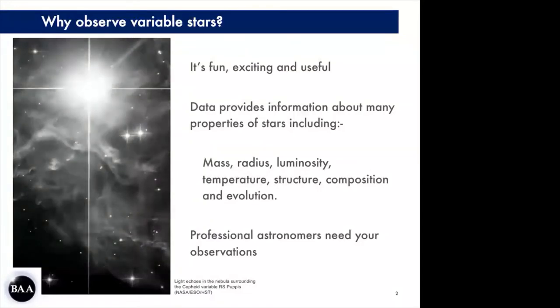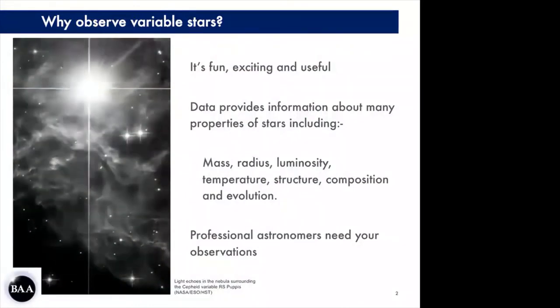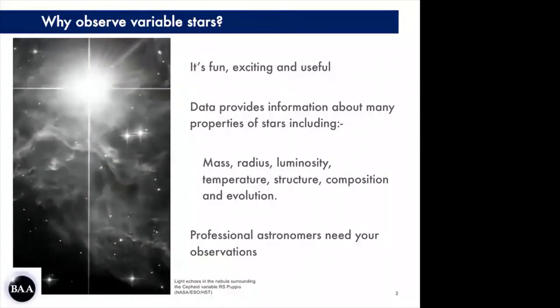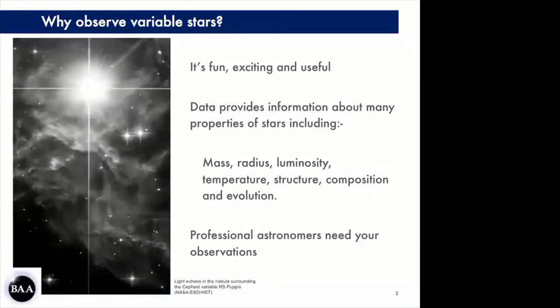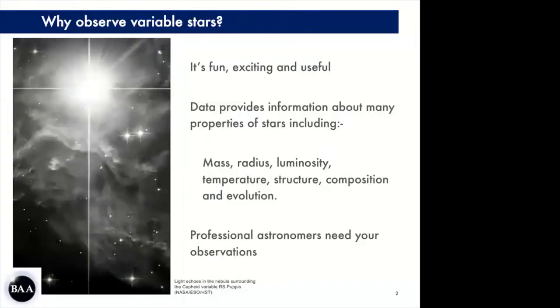But there are other reasons why the collection of data on variable stars is actually quite useful. Over the years, it's been shown that research on variable stars provides a lot of information about the star itself, or stars like the one that you choose to observe. You can find out how much it weighs, how big it is, how luminous it is. You may be able to tell the temperature of the star, also something about the structure or the composition of the star, and even how far through its life it has got, and what may lie in store in the future. And some variable stars need to be observed over decades in order to determine their long-term variation. But other stars, well, their brightness changes over a matter of minutes or even seconds, as we'll see a little bit later in the talk.